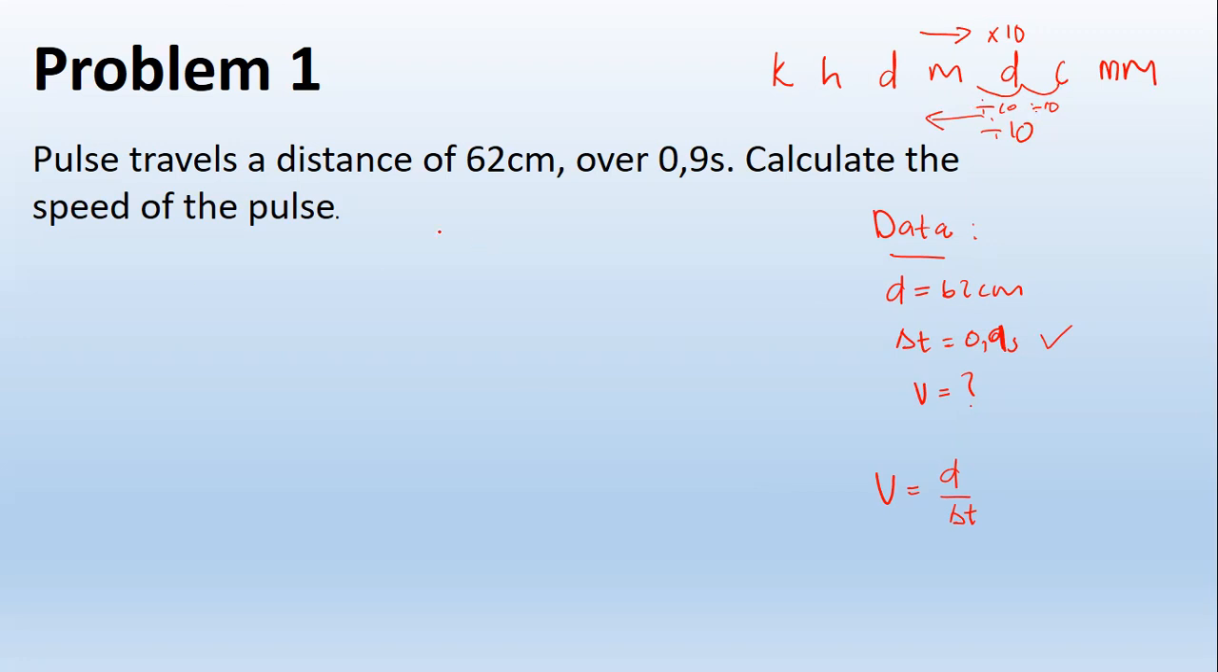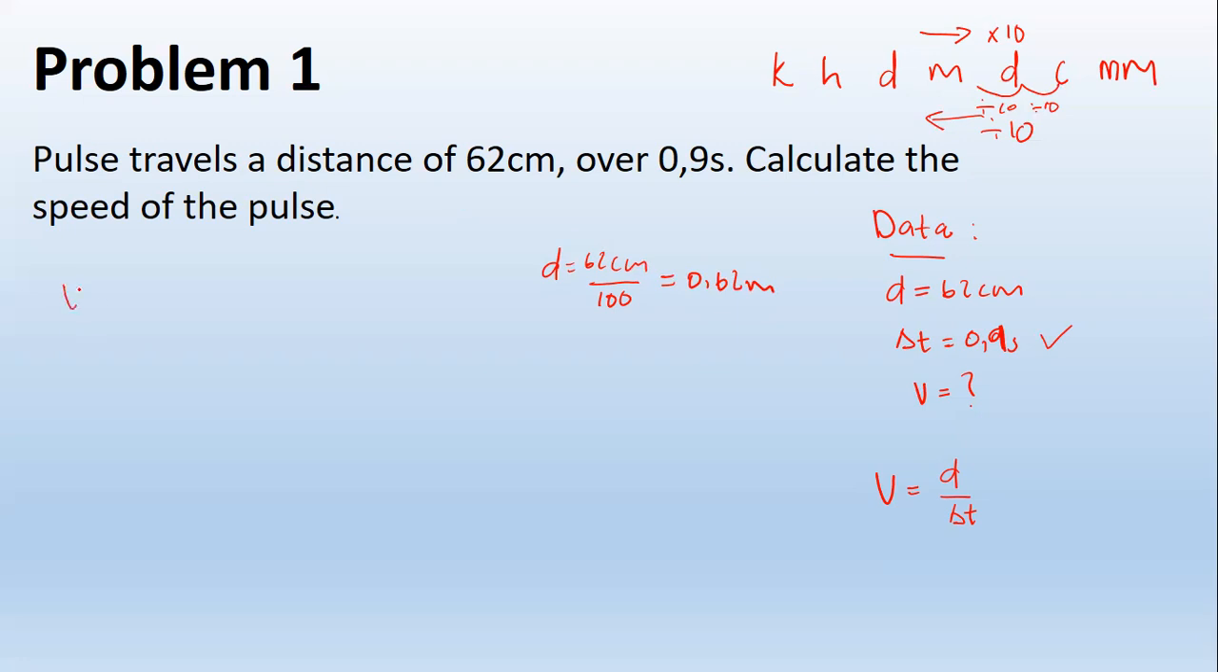So our distance in this case, which is 62 centimeters, we're just going to have to divide by 100. 100 is 2 tens, right? And therefore, when we go to our calculator, it's going to be 62 divided by 100. I can just write it, which is 0.62 meters now.